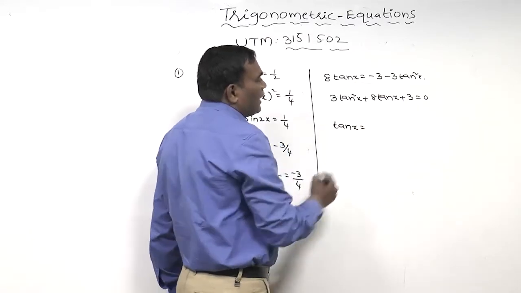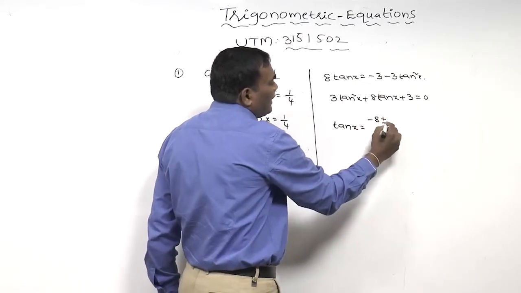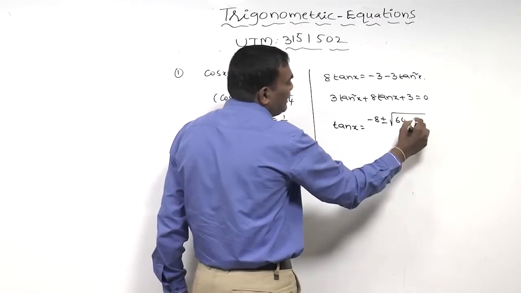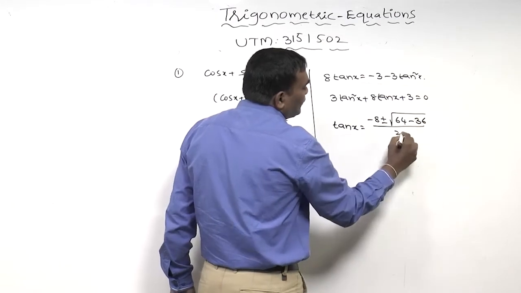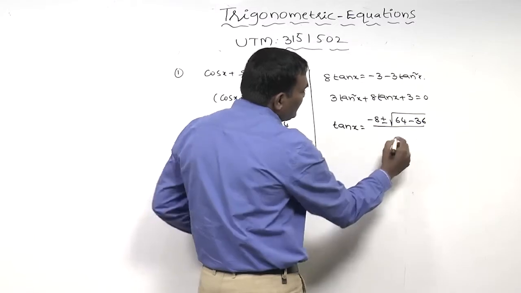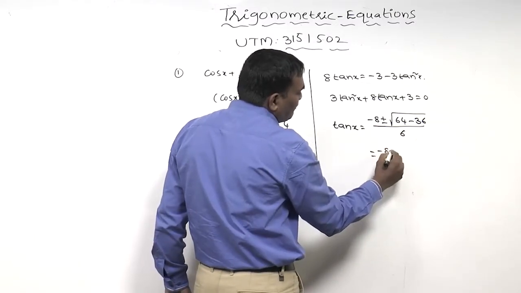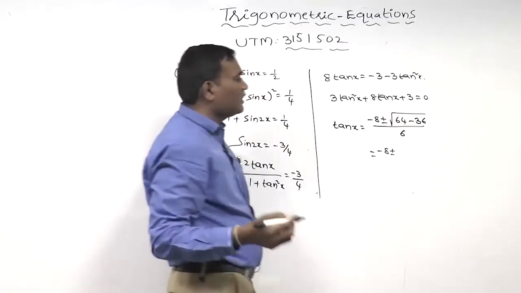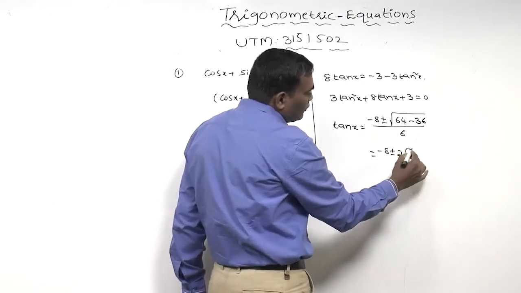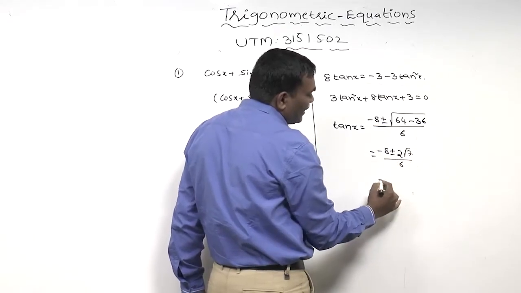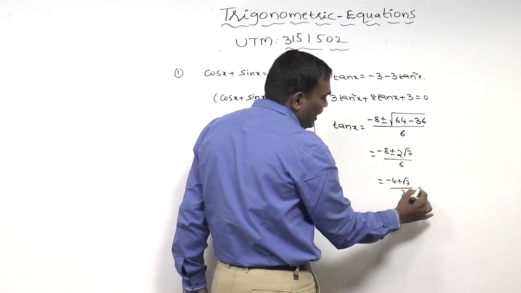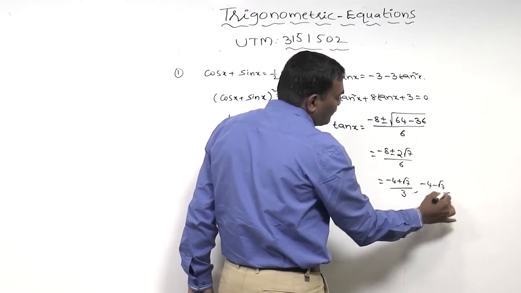Tan x is equal to minus b plus or minus root of b square minus 4ac, over 2a. Here a is equal to 3, that is 2 times 3, 6. Minus 8 plus or minus root of 64 minus 36, that is 28. 28 we can write as 2 root 7. Take 2 common: minus 4 plus root 7 by 3, and minus 4 minus root 7 by 3.